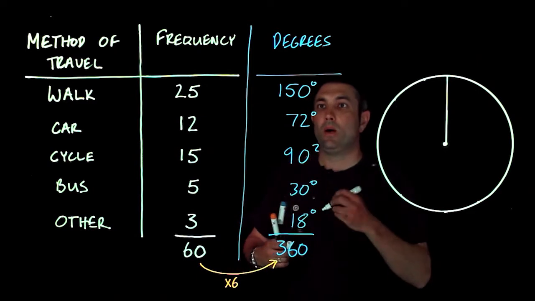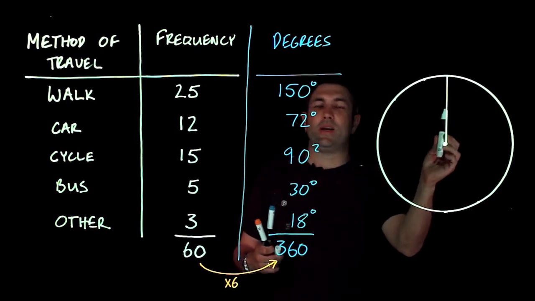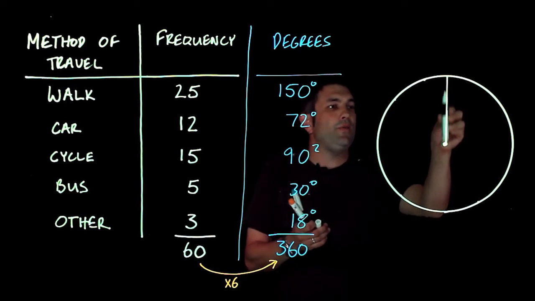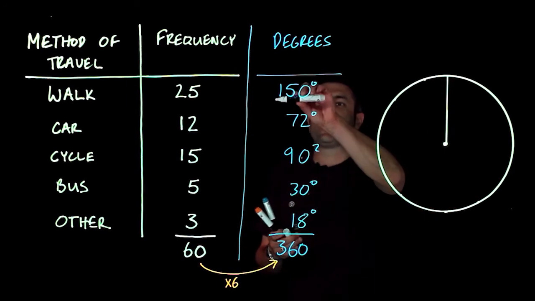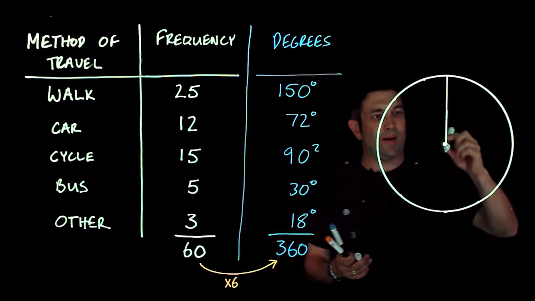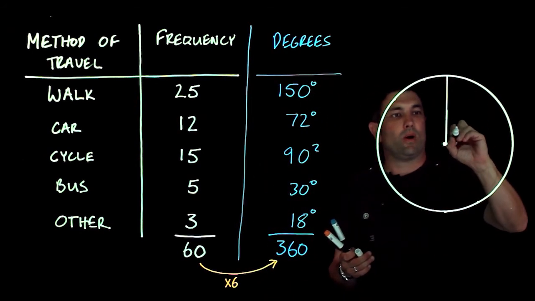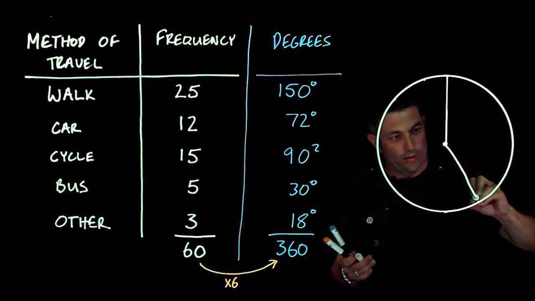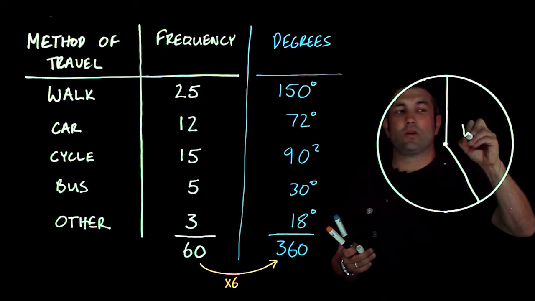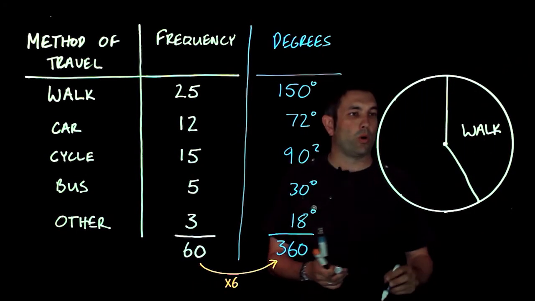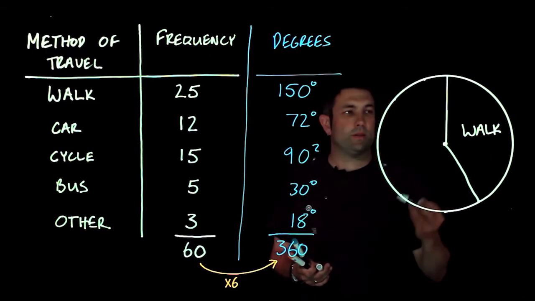Now, I'm going to try and plot this on here. I obviously can't use a protractor, but you'd be using a protractor here. They'll give you a start line here, and that's what you measure 150 degrees from. So 150 degrees is about here. So I'm going to go all the way around 150 degrees and draw a straight line down there. And as I go, I'm going to label my pie chart. So that's the walk sector, all right?